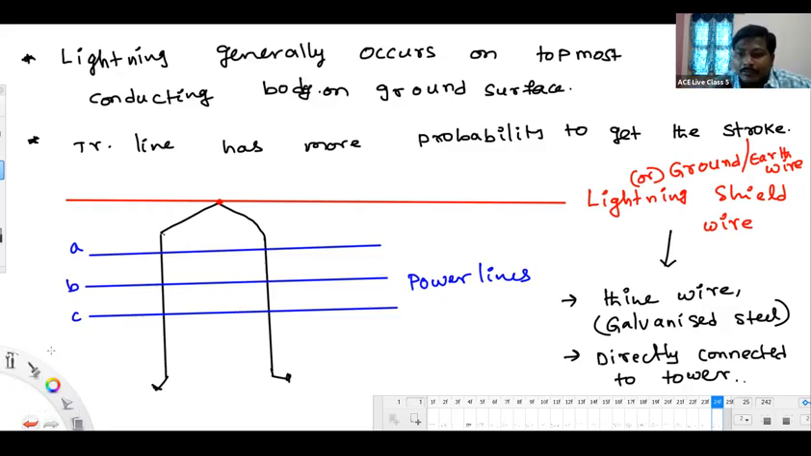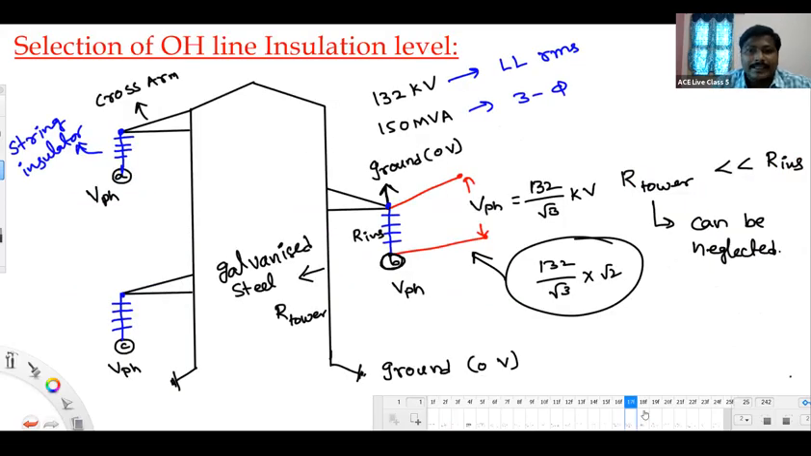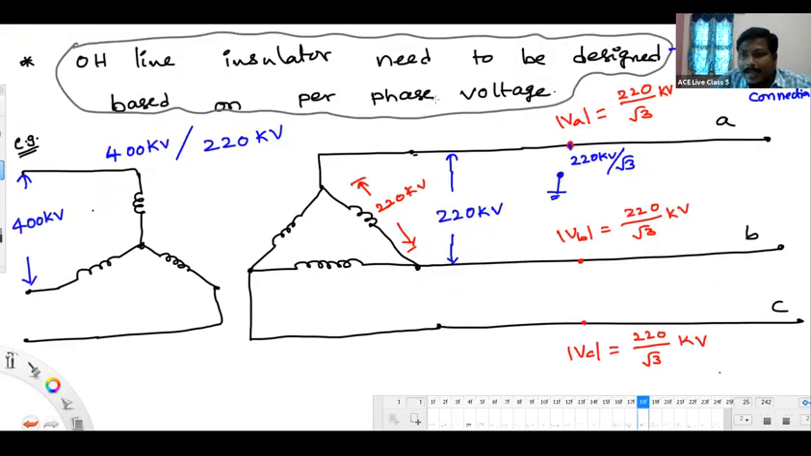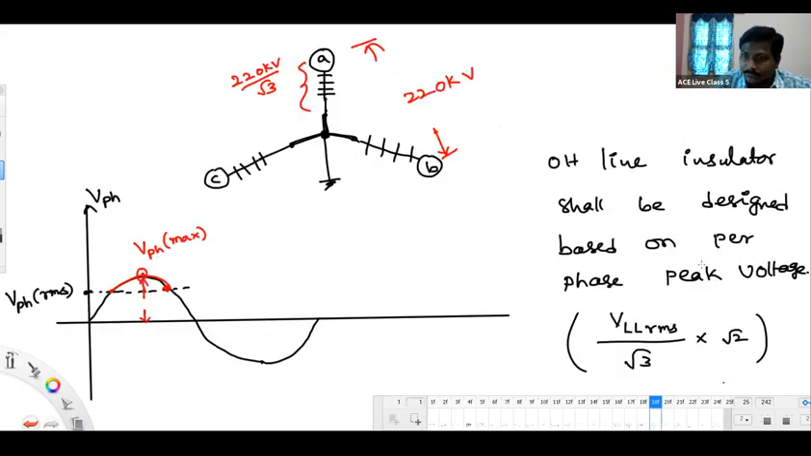So this is about the lightning over voltage that we are discussing. If you have any doubt, just go back and check what I am telling you. We started our discussion with what we call selection of insulation level for the overhead lines. First we said simply phase voltage, per phase voltage. Again I said it's not just per phase voltage, we should take per phase peak value.